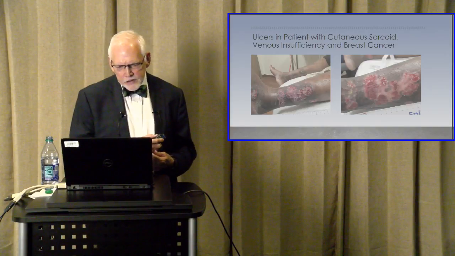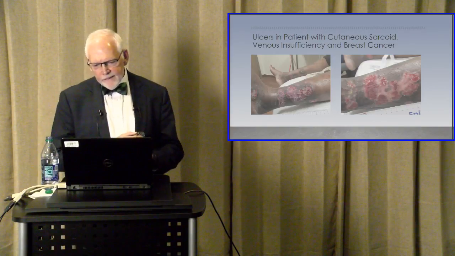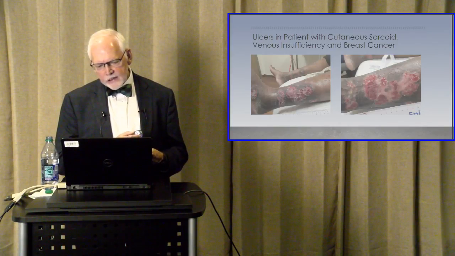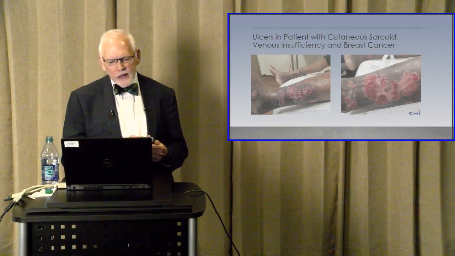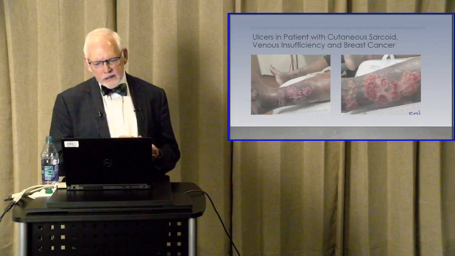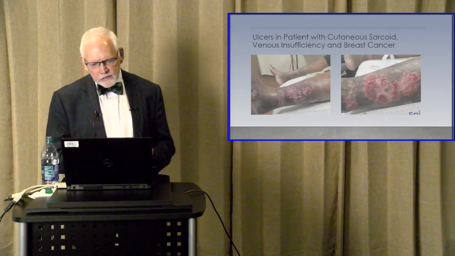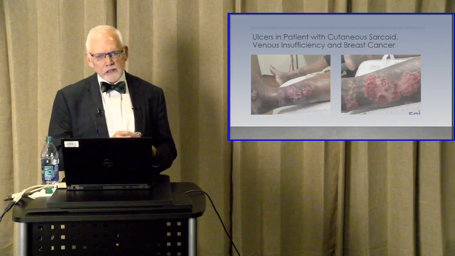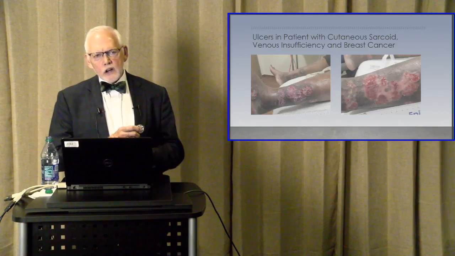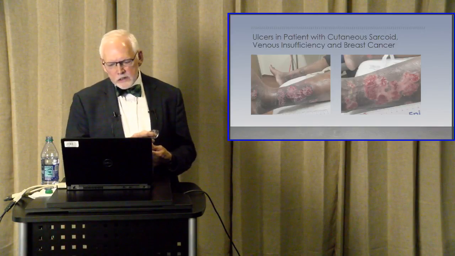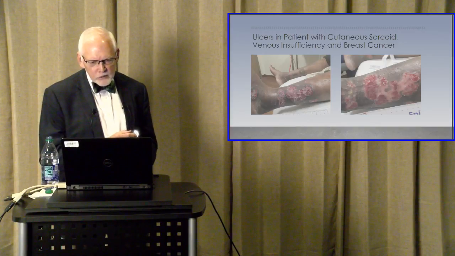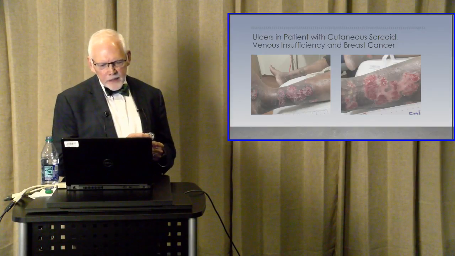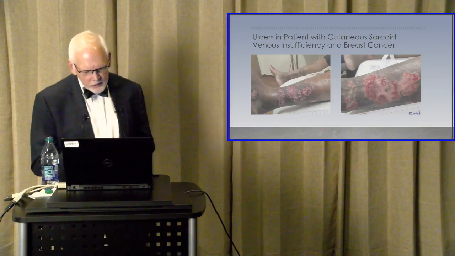This is another patient also at the downtown clinic who, when she first came to see us, had what we knew was cutaneous sarcoid because she'd been diagnosed some years ago. She also has venous disease, but then about the first or second visit, she also found out she had breast cancer. So she is on chemotherapy for her breast cancer, she's on treatment for her sarcoid from her dermatologist, and she's on treatment for her leg ulcers from us. And as you see, we still have a ways to go with her.